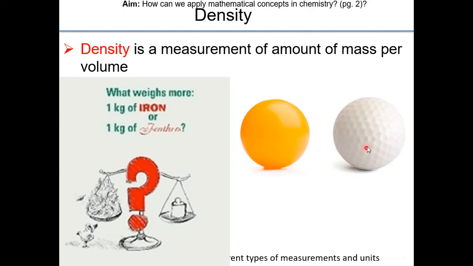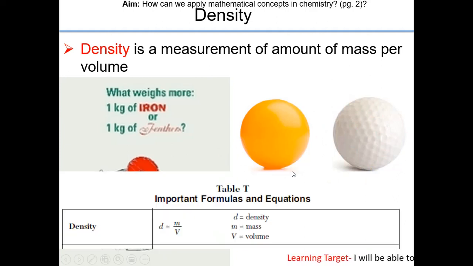You can make the same comparison with a ping pong ball and a golf ball. Even though the volume is the same in this case, right? They're both occupying the same space. One of them has more mass than the other because it is more dense, right? The golf ball is more dense than the ping pong ball. In case you, for some reason, don't know the density equation, it is the first equation on table T on the reference table.